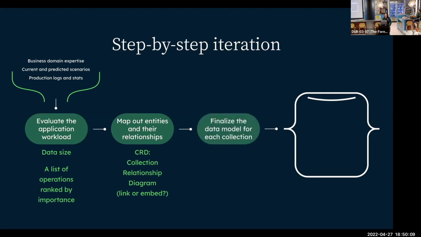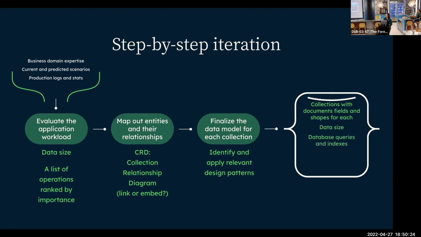Now we need to really finalize the data model for each collection. And for that, we need to identify and apply relevant design patterns. We're going to define the collection with the document fields and shapes for each, the data size, the database queries and indexes, and we'll finally end up with the current operations and growth projections for the future. You will understand much more the evolution of your data and data model usage.